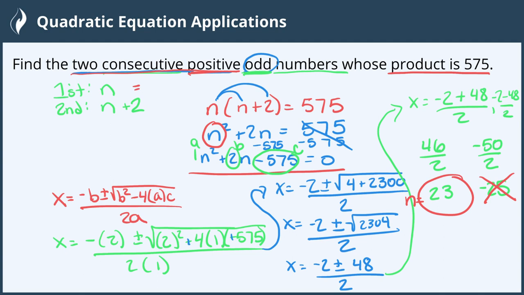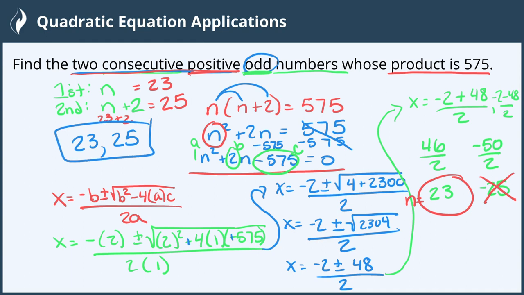So n equals 23. And then 23 plus 2 gives us the consecutive number of 25. So our two numbers, our two consecutive positive odd numbers, are 23 and 25. And now we're all done.